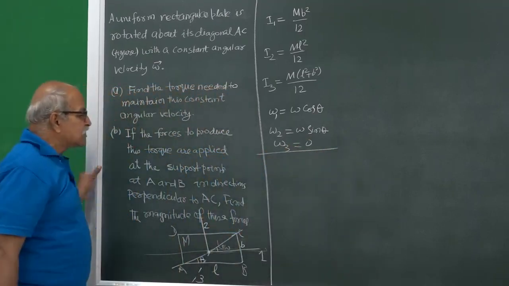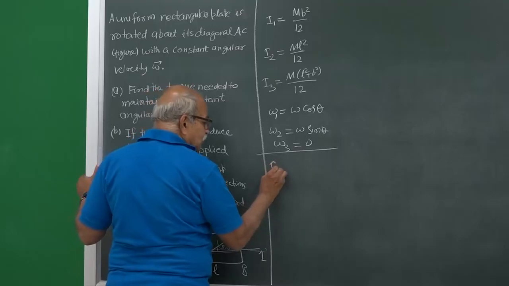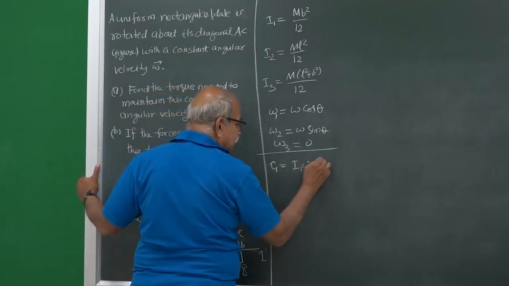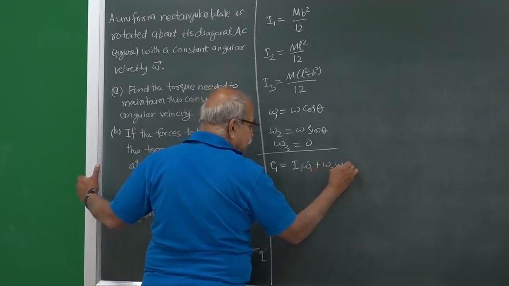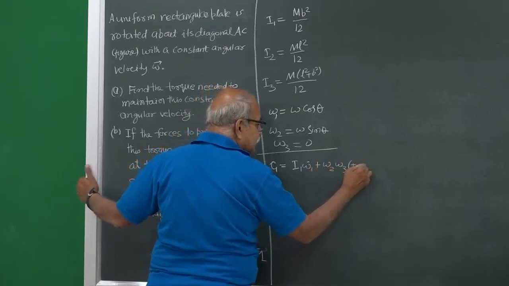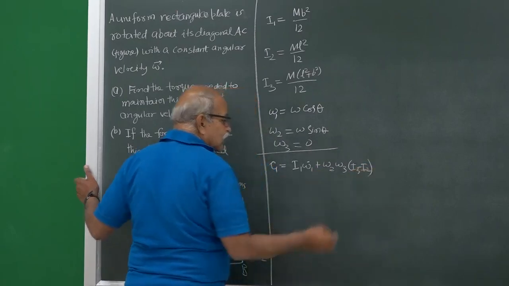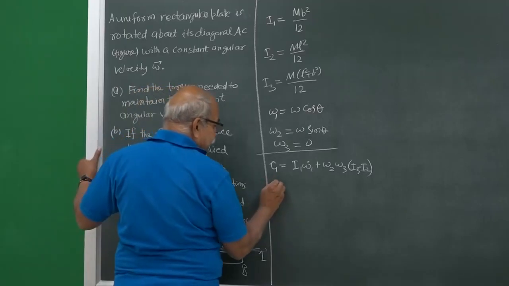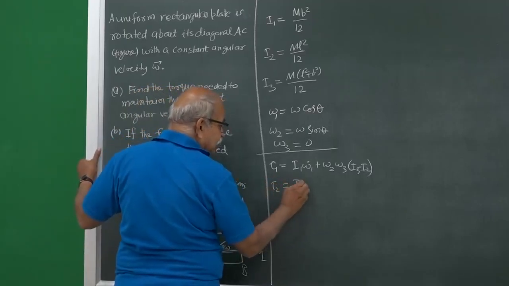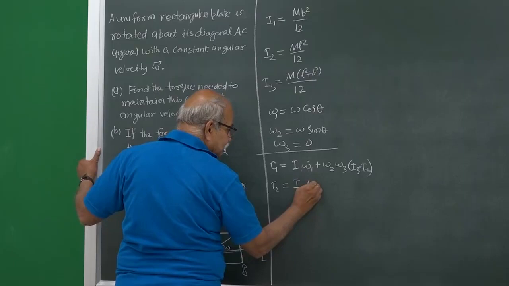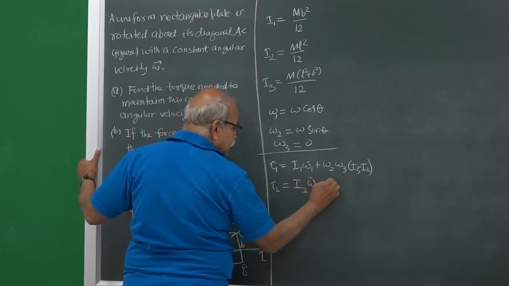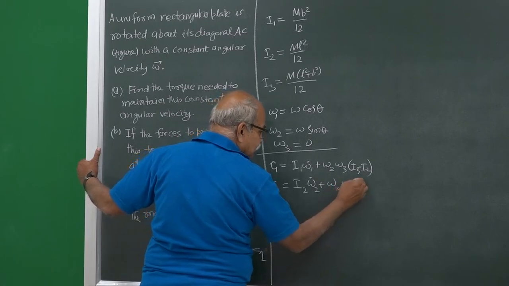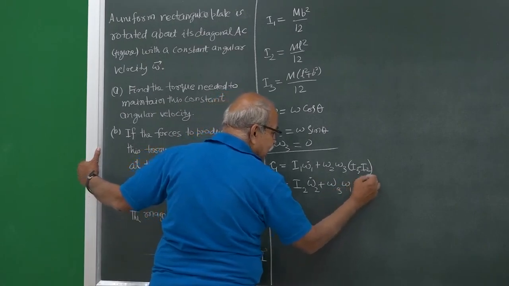What are our Euler's equations? Tau 1 is equal to I1 omega 1 dot plus omega 2 omega 3 into (I3 minus I2). That is Euler's first equation. The second equation is just a cyclic permutation: 1 becomes 2, 2 becomes 3, 3 becomes 1.